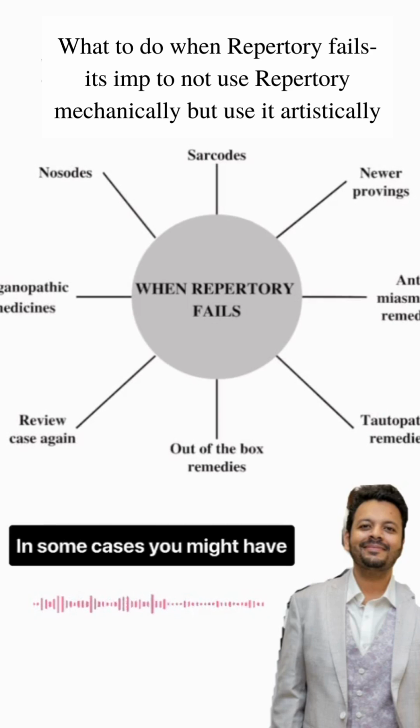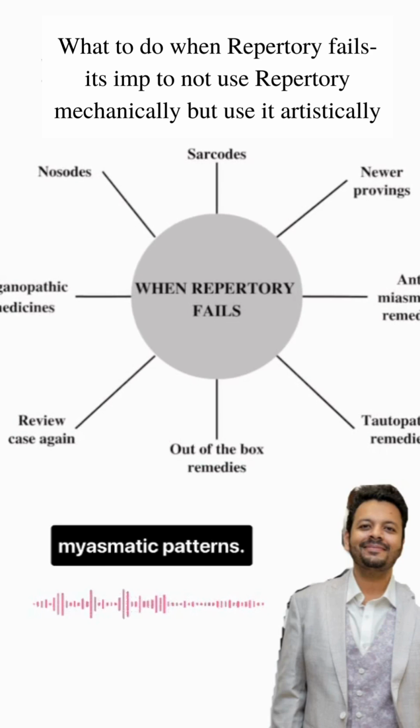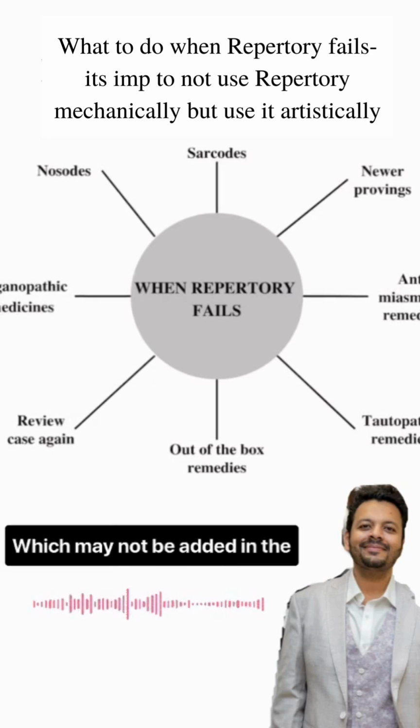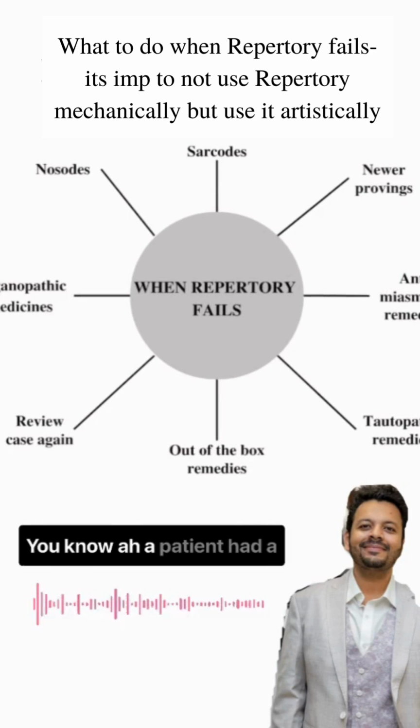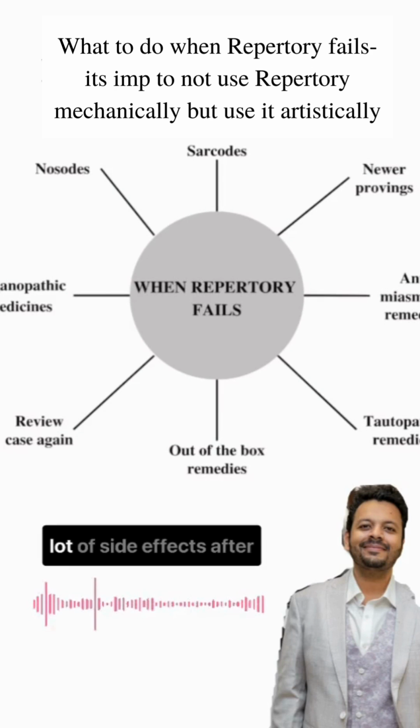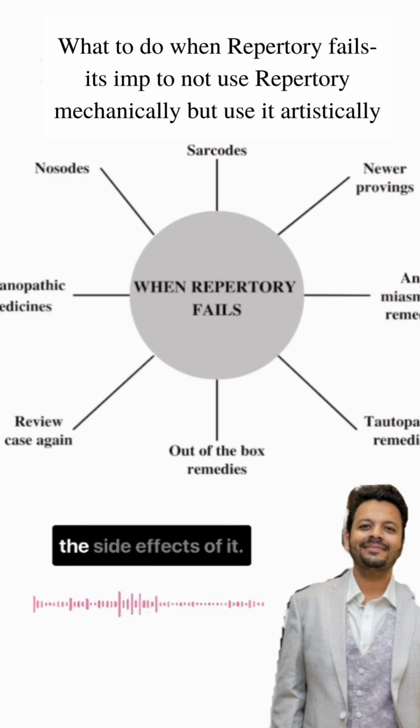In some cases, you might have to prescribe based on the miasmatic patterns, which may not be added in the rubric. In some cases, you might have to give tautopathic remedy. You know, a patient had a lot of side effects after taking tamoxifen. I had to give tamoxifen 30 to remove the side effects of it. So we have to be very open.